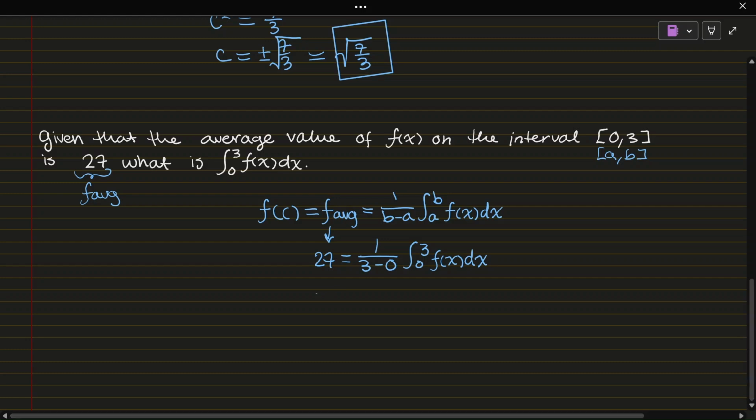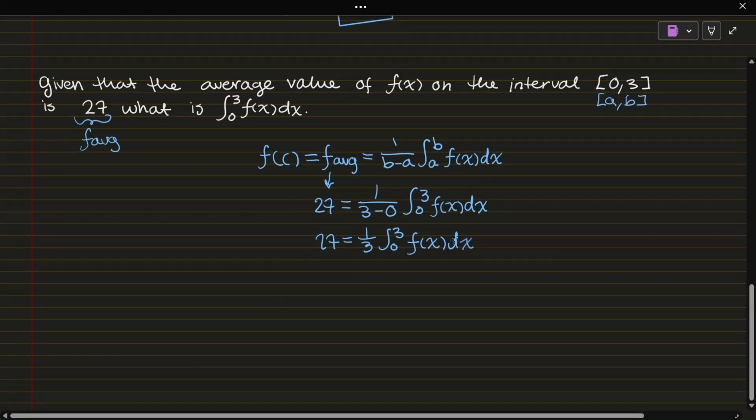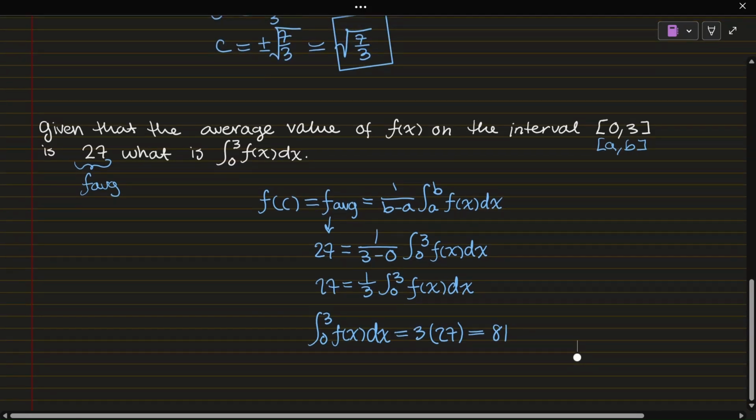Now, this means that 27 is equal to 1 over 3 times the integral from 0 to 3 of f of x dx. I can multiply both sides by 3 and get that the integral from 0 to 3 of f of x dx is equal to 3 times 27, which is 81. And that would be my final answer. That sums up what I have to say about the mean value theorem for integrals.